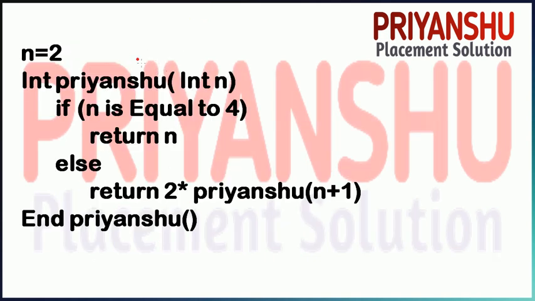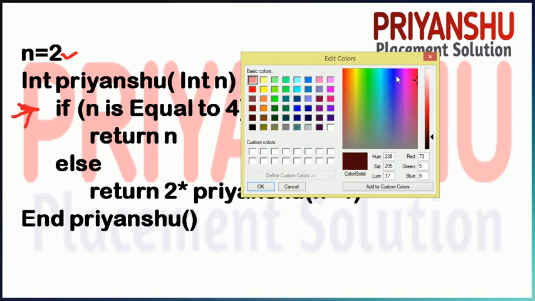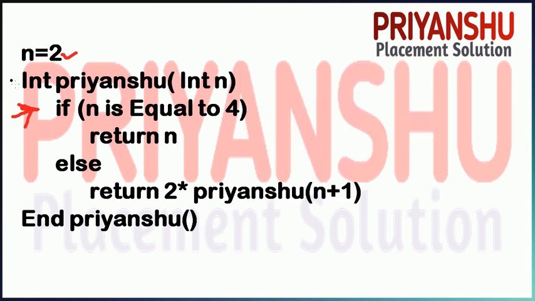So the next question is, friends, again based on recursion. Okay friends, in this video I take many questions from recursion. Okay, so let's check it. So the value of n is basically 2, right? Then after that int p, Priyanshu int p, then if, this is again a similar question, so I just took it in color. Now if n is equal to 4, the value of n is basically 2, so 2 is not equal to 4, then it executes the else part.